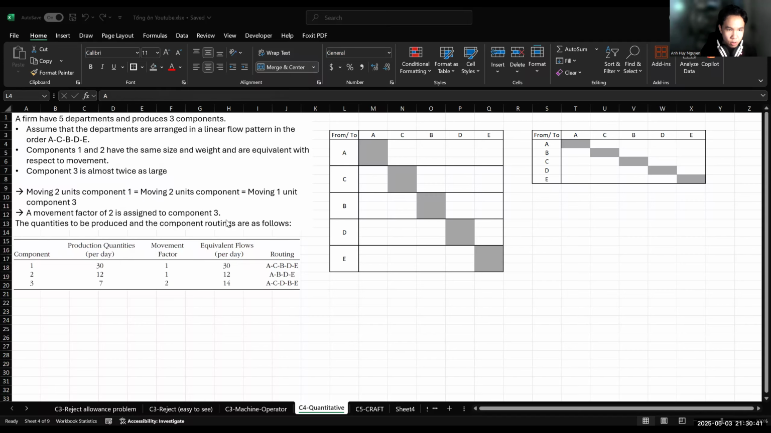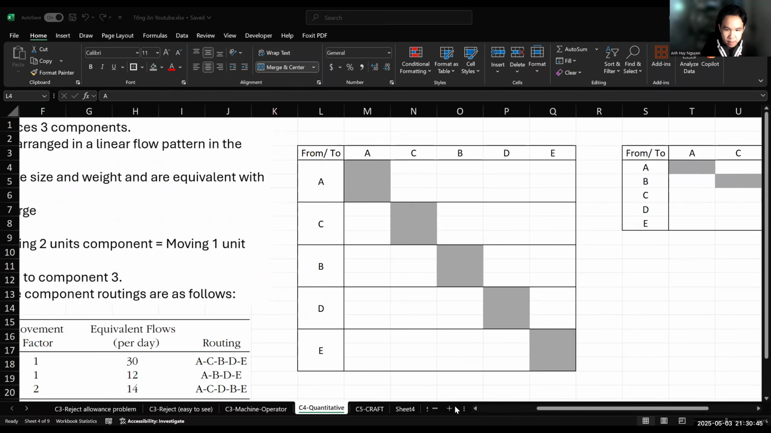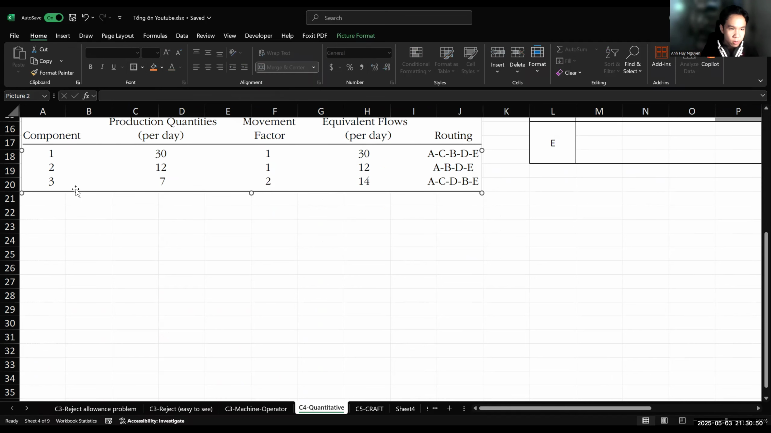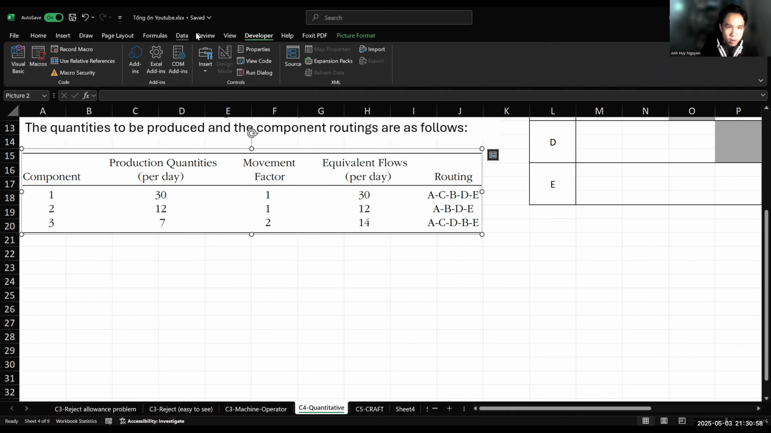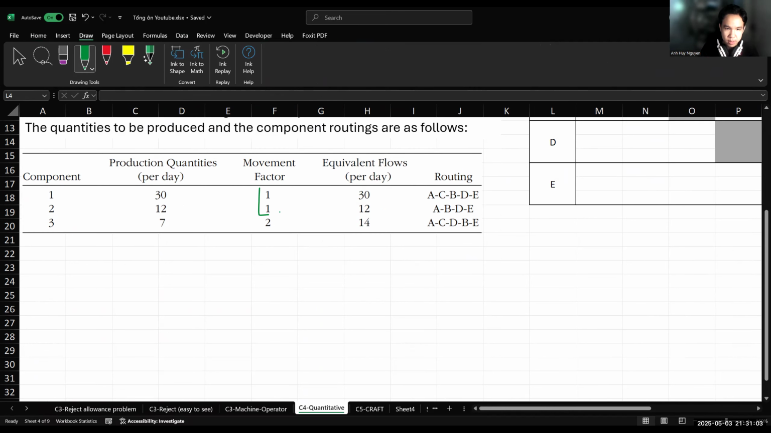Okay, so right here we have the information given and the table. Here you can see that we have 3 components and the quantity to produce each day. The movement factor, remember, because products number 1 and 2 are the same, they have the movement factor equal to 1. And because component 3's weight is twice as large, the factor is 2.